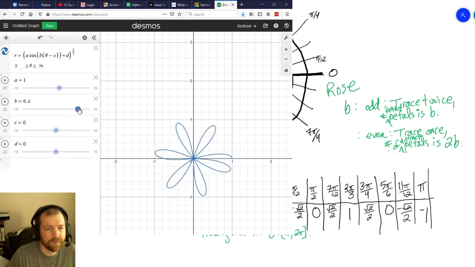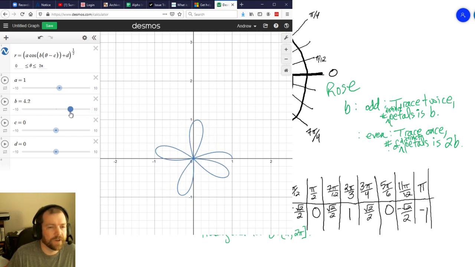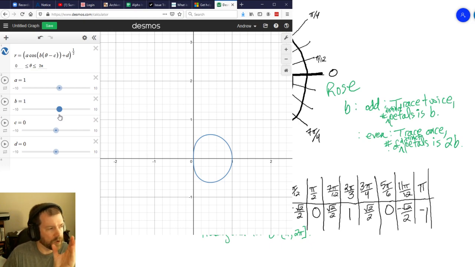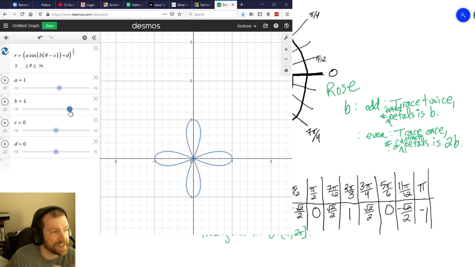Or give it more pedals. Now, interestingly enough, in this case, it is showing you exactly what's going to happen. At 1, we just have something that kind of looks like the mushed cardioid from before. At 2, we get that lemniscate, just like 2 pedals. At 3, we get 3 pedals. At 4, we get 4 pedals. It's kind of interesting that this is exactly the number that we had from before.